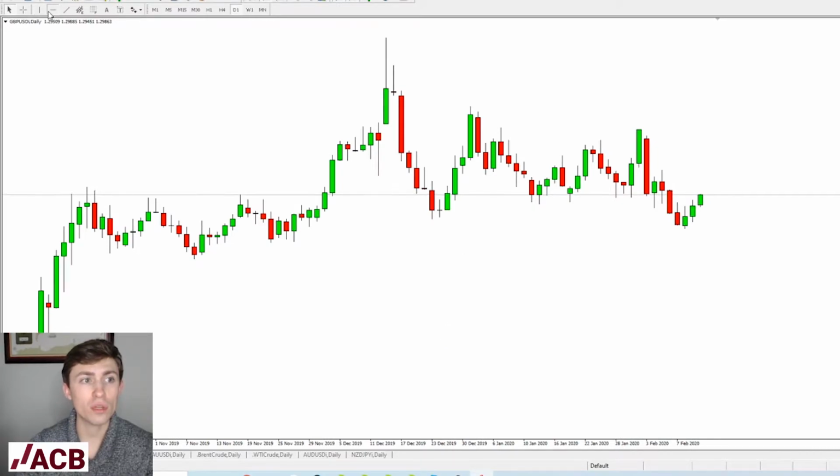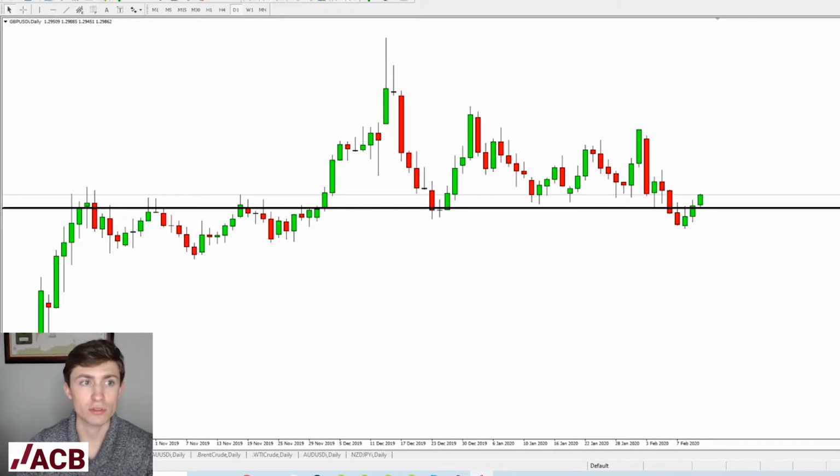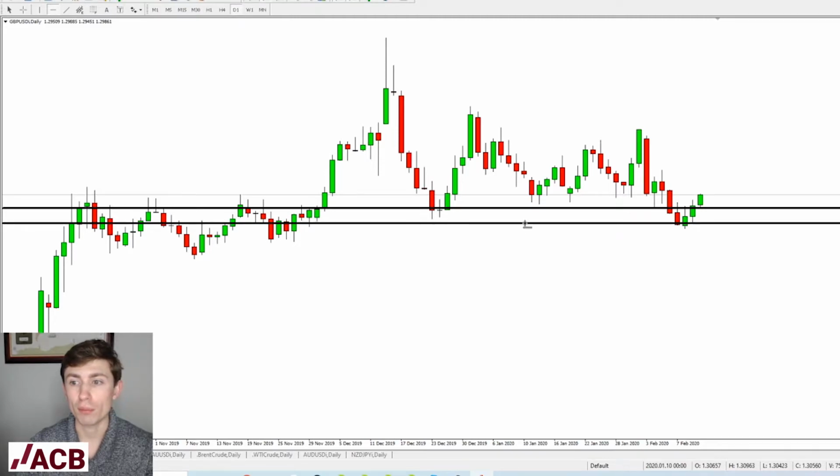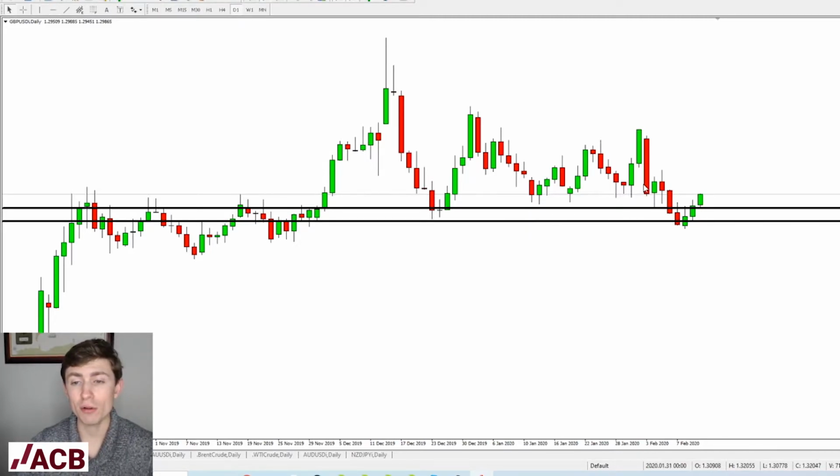GBPUSD here is holding our level of support, which is this general zone here, right around the 1.2939 level. You can see price came down into this zone where previously buyers had been hanging out, and you can see buyers stepped in and so far have been pushing price up.